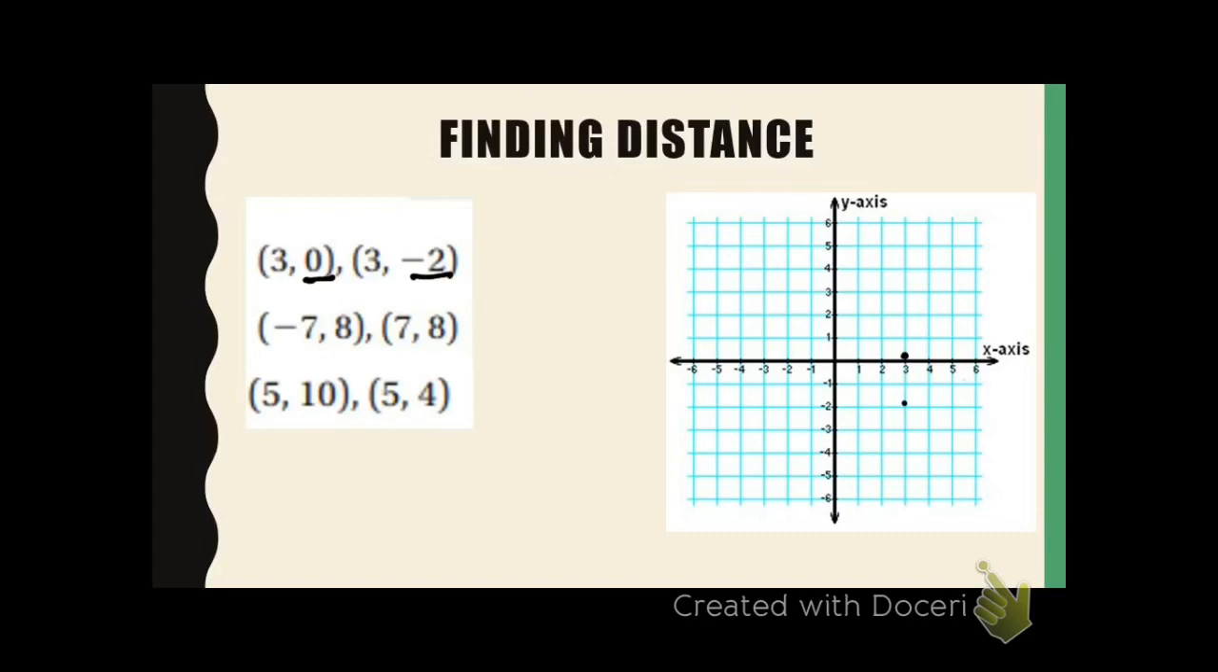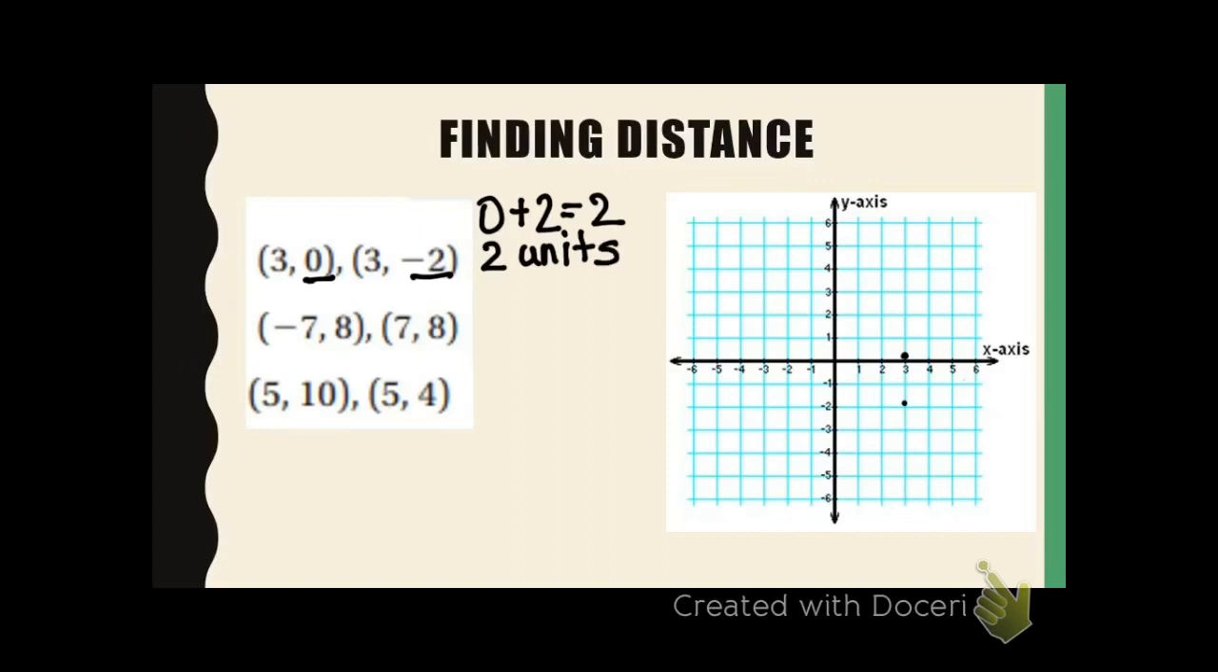If you have a positive and a negative, then I would just find the absolute value of each number. So the absolute value of 0 is 0. The absolute value of -2 is 2, and I would add them together. And since they didn't give us a unit, I would just write 2 units is my answer.